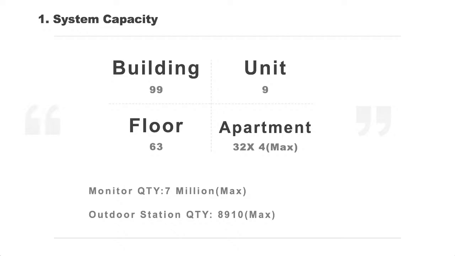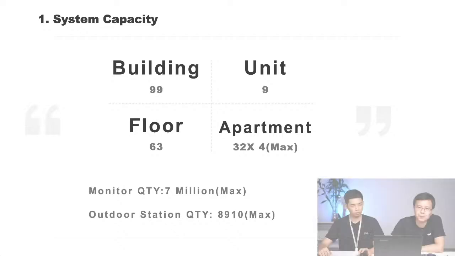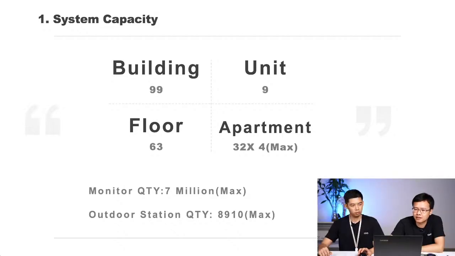And for the outdoor station, you can see that it has 99 buildings. Each building consists of 9 units, and each unit can allow 10 outdoor stations. So this quantity for the system will be around 9,000 maximum.